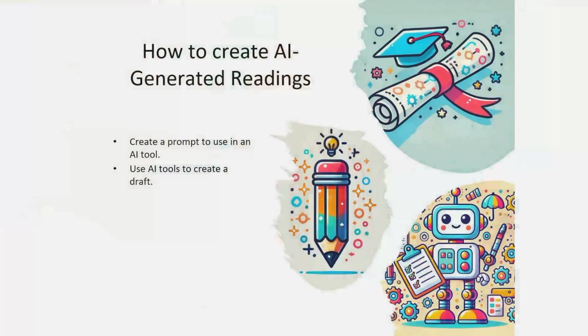Okay, so next, after you've created your prompt, again, you want to take it into one of your tools and create a draft. The first output that you get, you don't want to just take that and run with it. You want to make sure that it has all the details that you want included. You want to make sure that there's nothing in there that's incorrect and that would throw your students off.